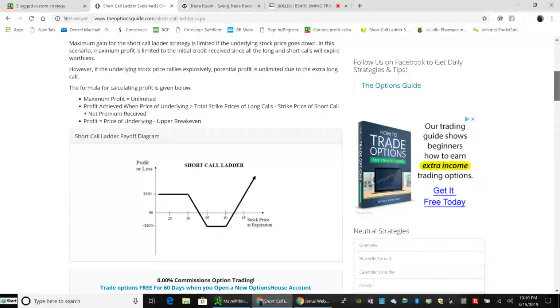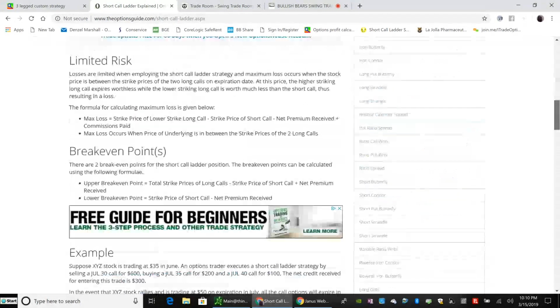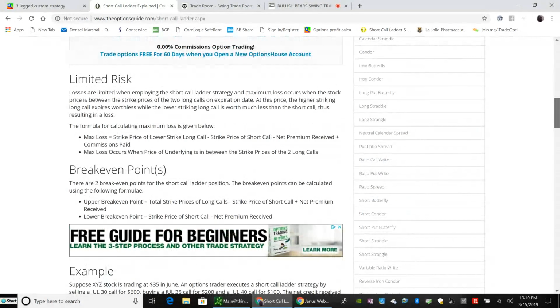And say the maximum loss is, again, the distance between the strikes. At this price, the higher striking long call expires worthless, while the lower striking call is worth much less than the shorter call, thus resulting in the loss. And it gives you the formula of how it's calculated there. And it also gives you the formula for the break evens.